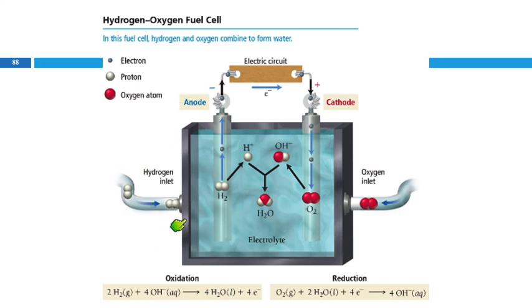So we've got hydrogen coming in here and oxygen coming in here, and they're going to meet in the middle. The hydrogen becomes H+. The oxygen goes from a 0 oxidation state to a -2 oxidation state. And then hydrogen ions and hydroxide ions combine to form water.